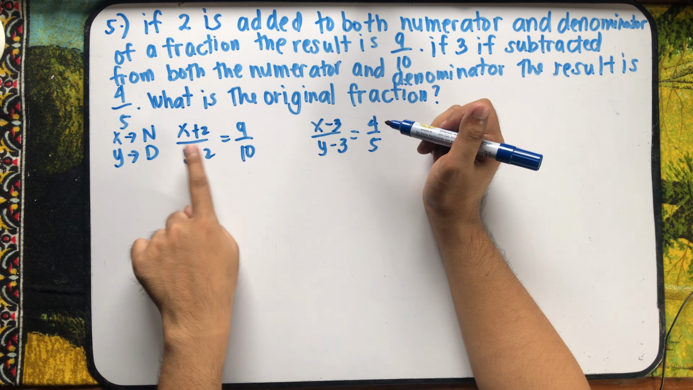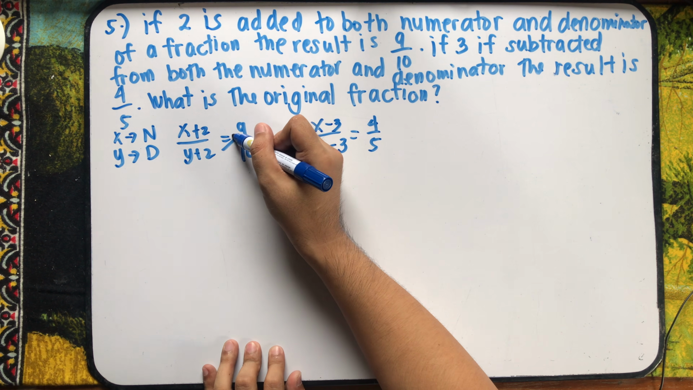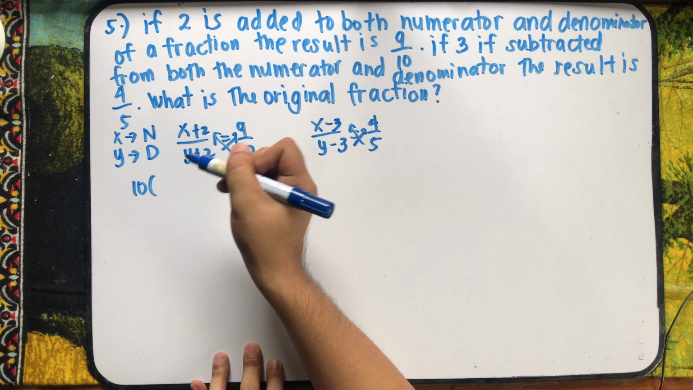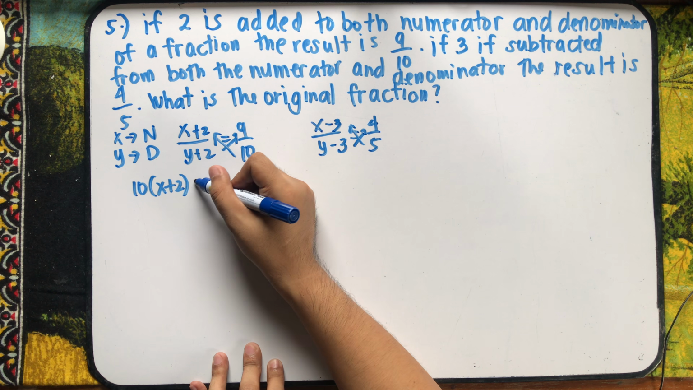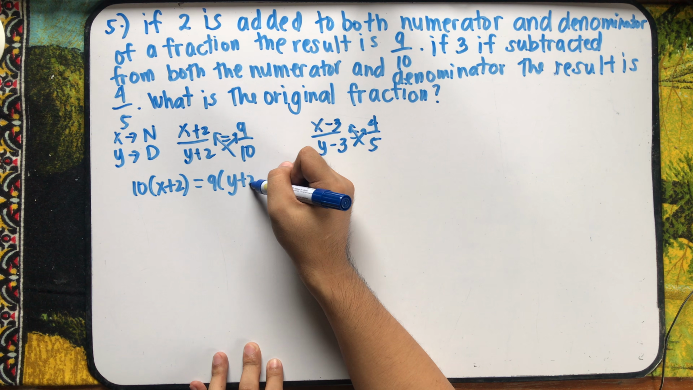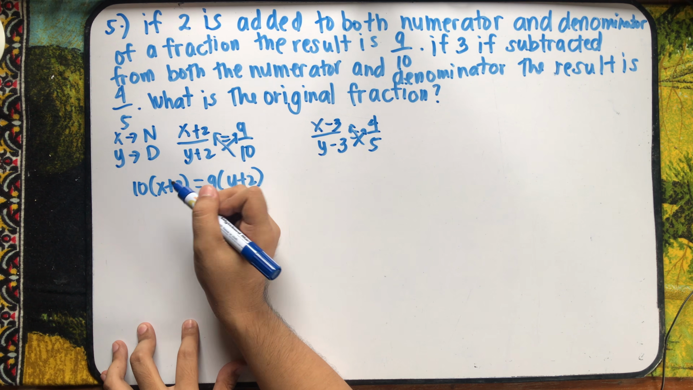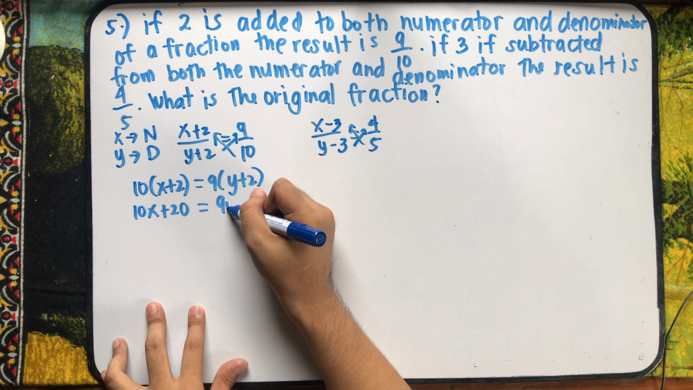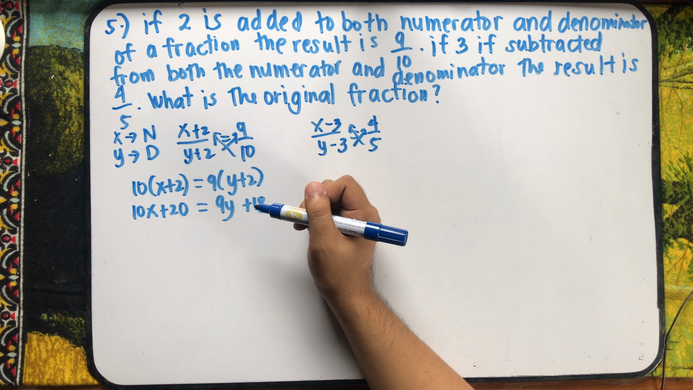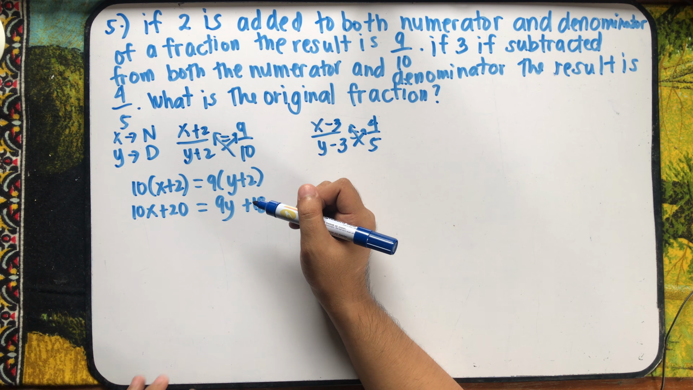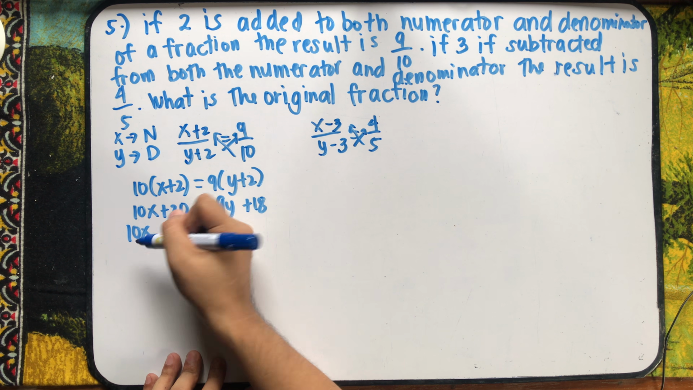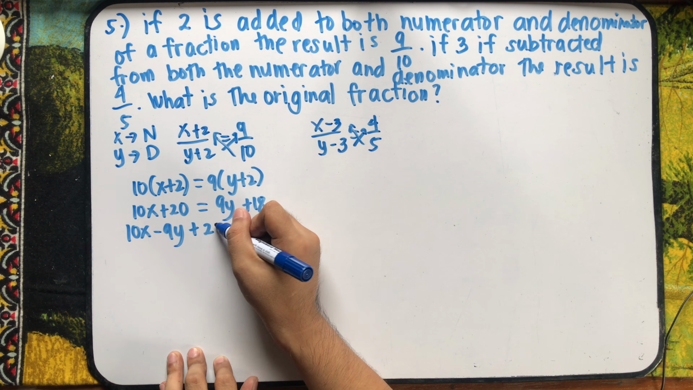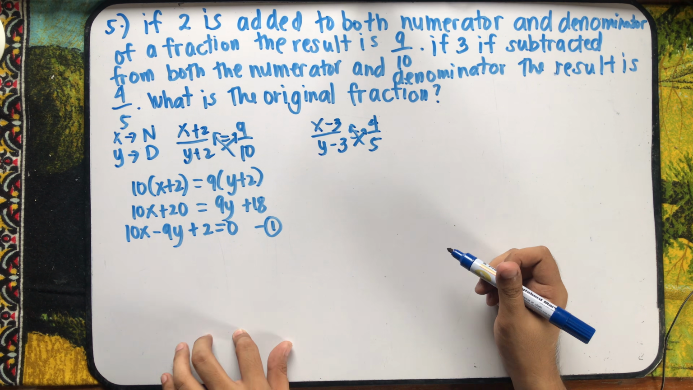Okay, so if we are given fractions, all we have to do is to cross multiply, and this becomes 10 times (x plus 2) is equal to 9 times (y plus 2). Okay, distribute the coefficients, that is 10x plus 20 is equal to 9y plus 18. So let us transfer all the terms to the left hand of the equation. Therefore, we'll be having 10x minus 9y, 20 minus 18, that is plus 2, is equal to 0. And this is now our equation 1.